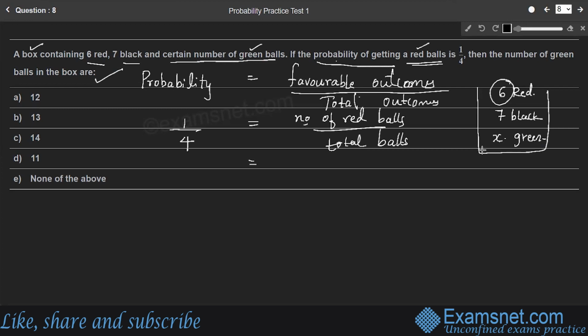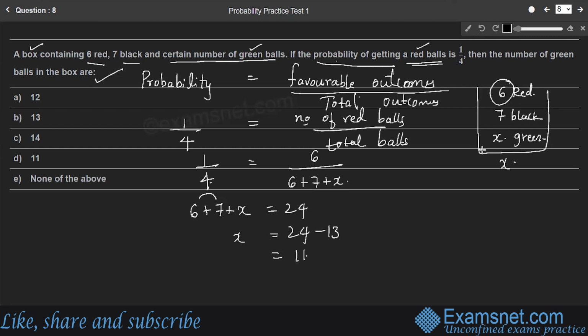Therefore, there are 6 red balls out of 6 plus 7 plus x balls, which is equal to the probability of getting a red ball, which is 1 by 4. Simplify it. 6 plus 7 plus x is equal to 6 into 4, which is 24. Here 6 plus 7 is 13, so it becomes minus 13. Therefore, x is equal to 11. The number of green balls is 11. There are 11 green balls in the box. Option D.